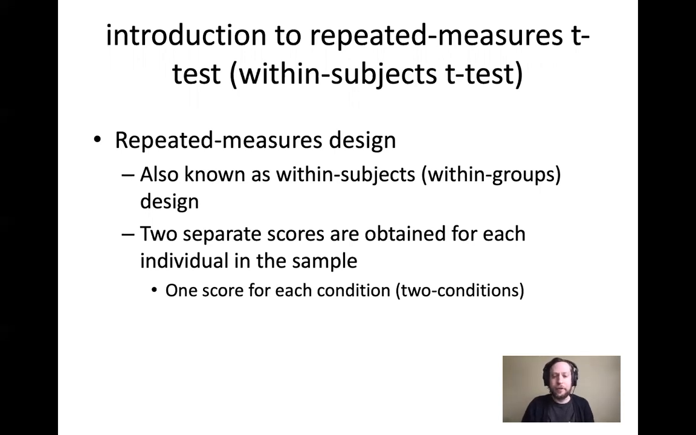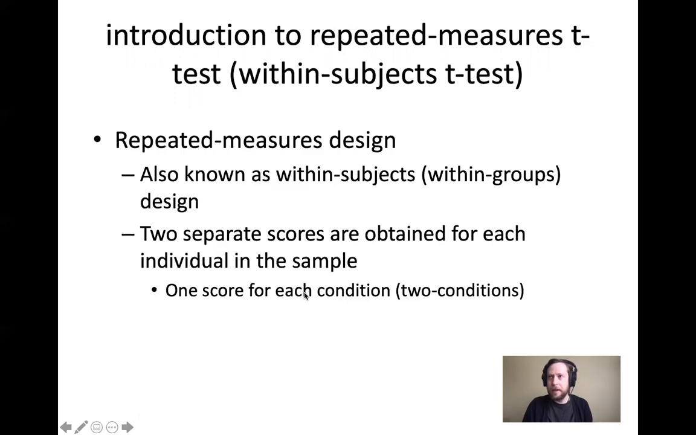But the really crucial thing about the repeated measures t-test is that we have a within subjects factor. And a within subjects factor, which we have talked about, is when for each condition of the independent variable, each participant contributes a score. It says it right here, 1 score for each condition.